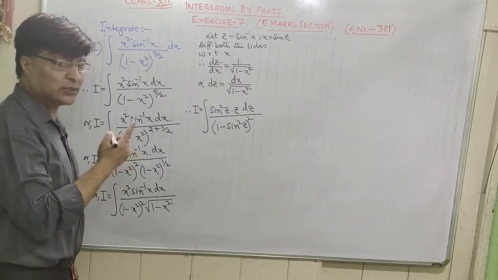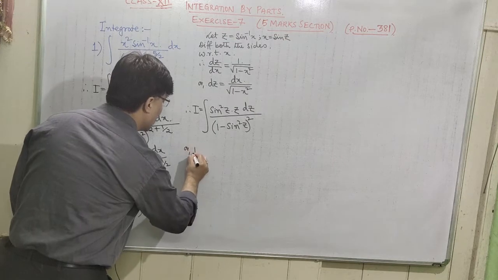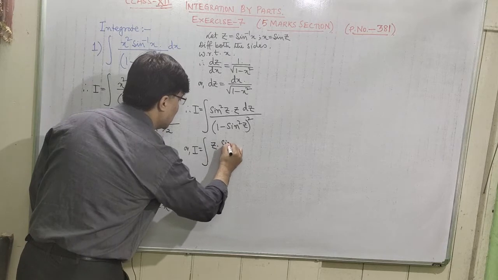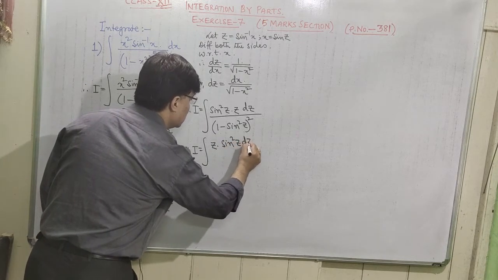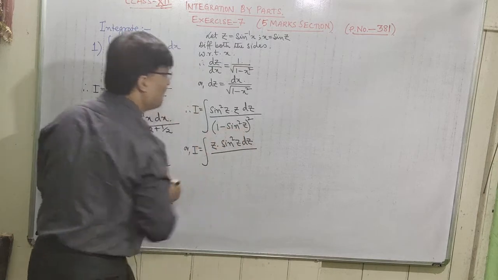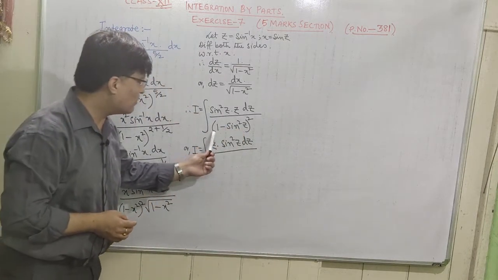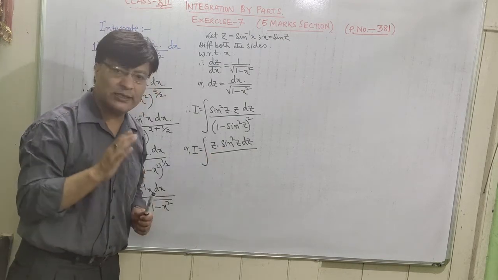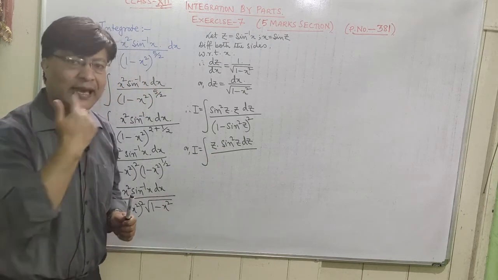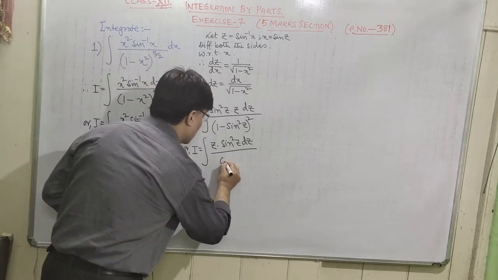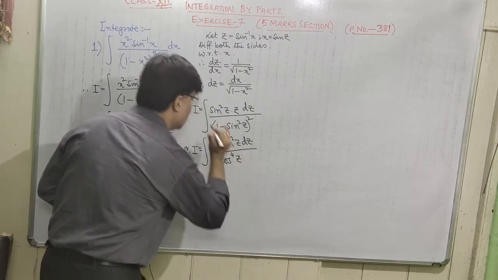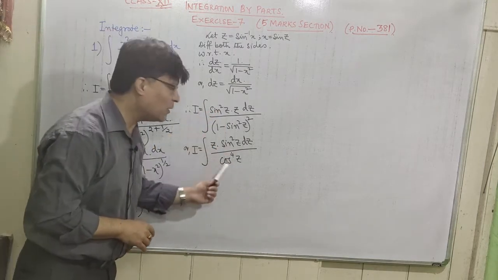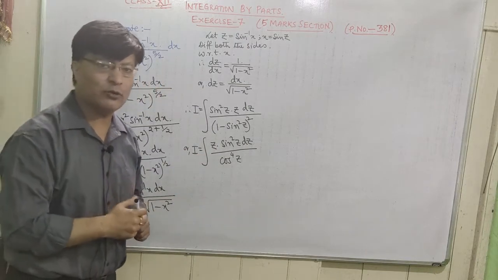So I think you have understood it. Let us simplify it. I is equal to integral of sine z first, then sine square z dz, divided by, let us simplify it. What is 1 minus sine square z? It is cos square z, right? And whole square is cos to the power 4z. So let us simplify this, sine square z by cos to the power 4z.